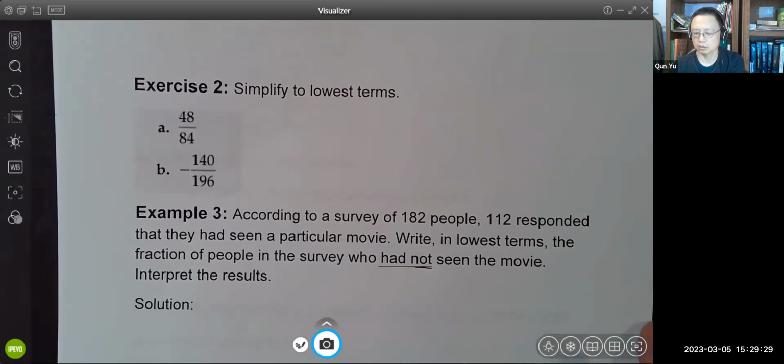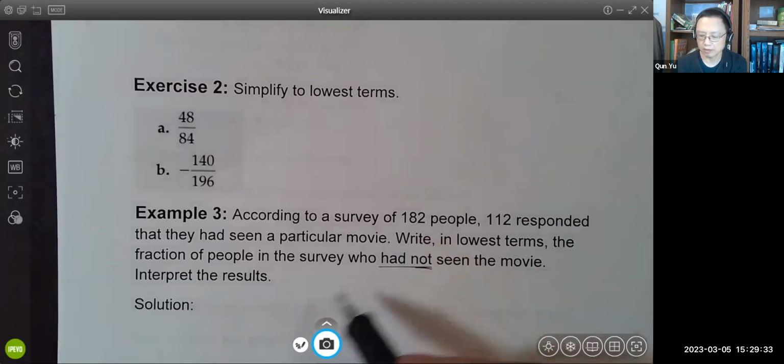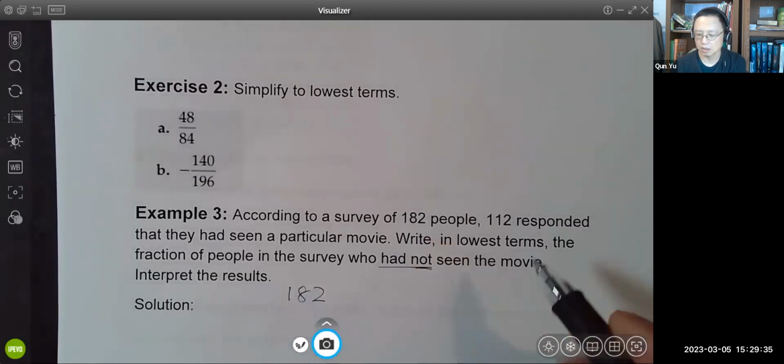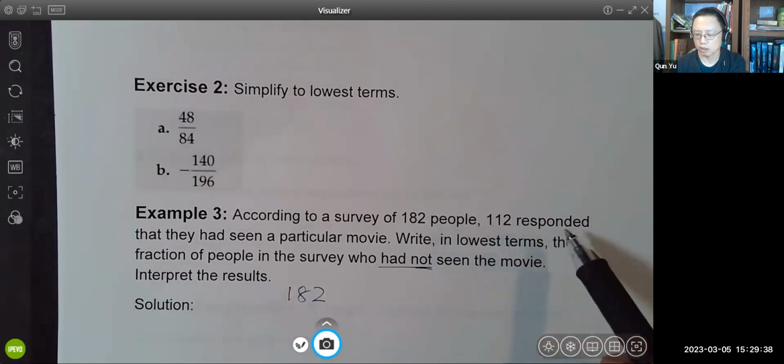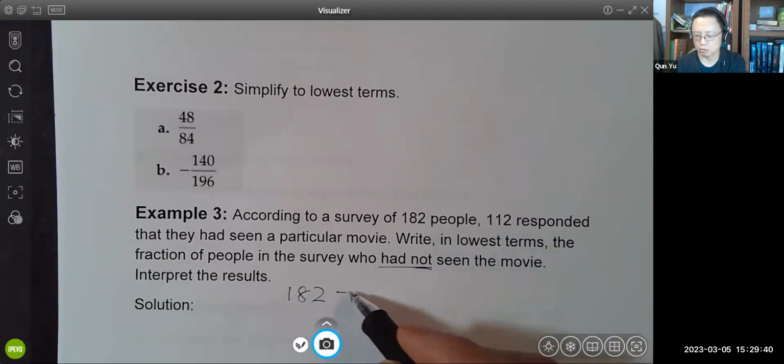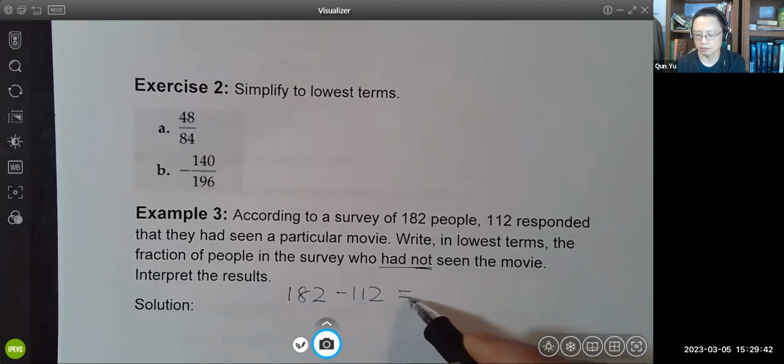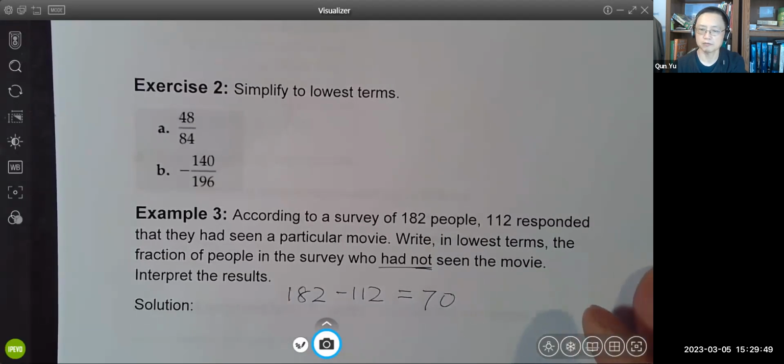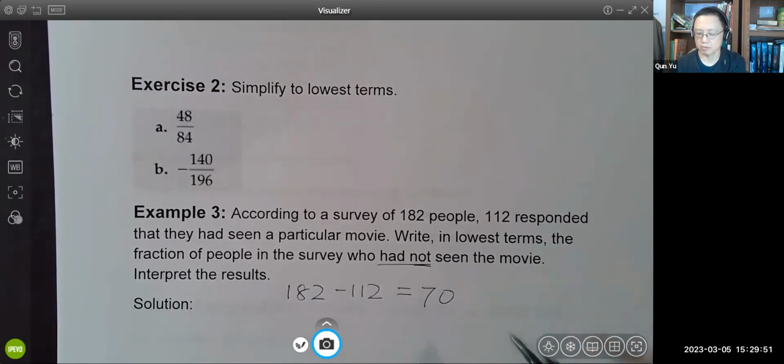We are interested in those people who had not seen the movie. So totally 182 people. Among those, 112 had seen the movie. So we subtract 112, which is 70. So that means 70 people had not seen the movie. And we are looking for the fraction that represents these 70 people, 70 out of the whole thing. Fraction represents something we are interested in out of the whole thing.